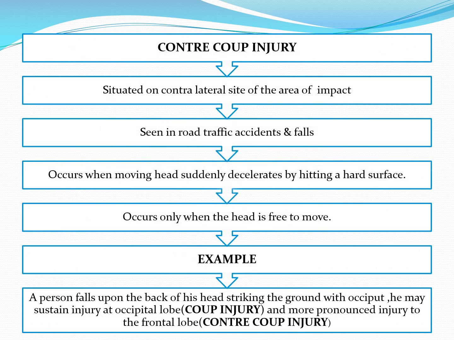In case of contrecoup injury, the injury to the skull and the brain occurs on the opposite side of the impact, that is, on the contralateral side of the area of impact. It is commonly seen in road traffic accidents and falls, and occurs when the moving head suddenly decelerates by hitting a hard surface, and only when the head is free to move. For example, a person falls on the back of his head, striking the ground with the occiput. He may sustain injury at the occipital lobe, which is coup injury, and more pronounced injury to the frontal lobe, which is known as contrecoup injury.